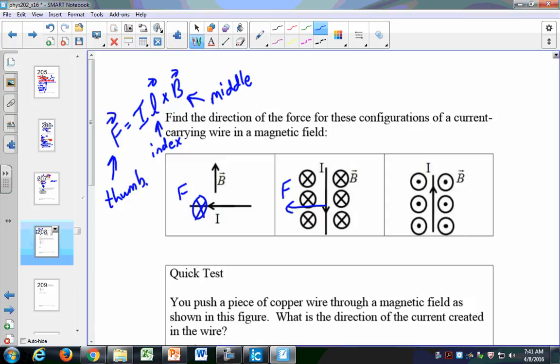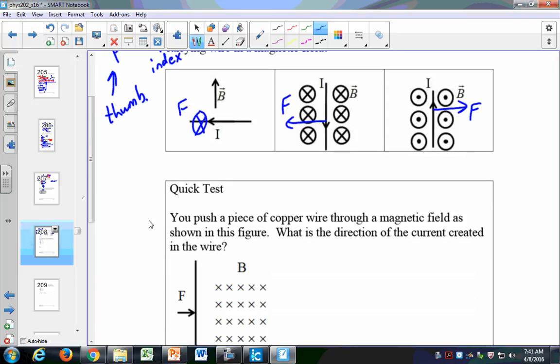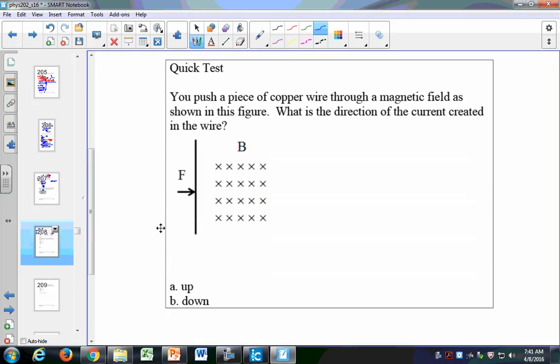And it's sort of okay on the right-hand rule stuff. I'll hand your test back, but you'll probably want to review this some more for the upcoming test, because you'll see it again on the upcoming test. We're going to skip this quick test. It's not a very good question, but we'll do the next one.